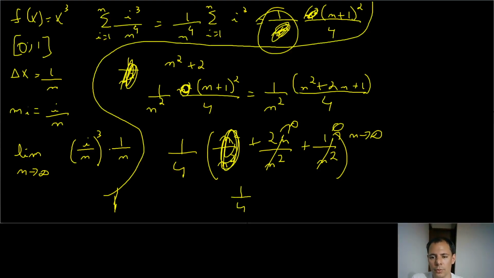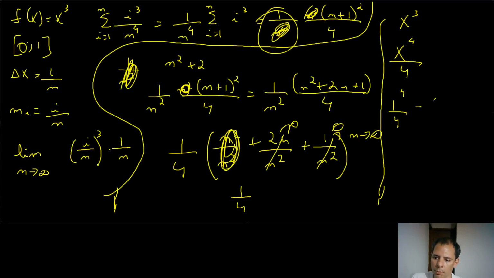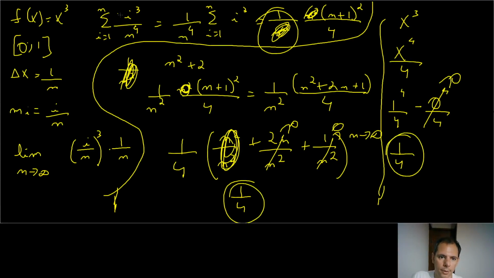Now, is this true? Does this match the answer that we were going to get if we use the integration? The function is x cubed, so if we integrate that, it will be x to the 4th divided by 4, from 0 to 1. You do 1 to the 4th divided by 4 minus 0 to the 4th divided by 4. This is 0, and 1 to the 4th is 1, so you have 1/4. Look, you got 1/4 in here, and you got 1/4 in here.